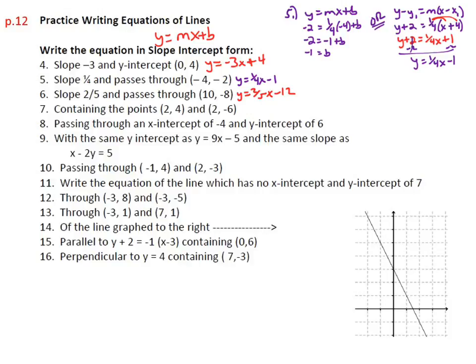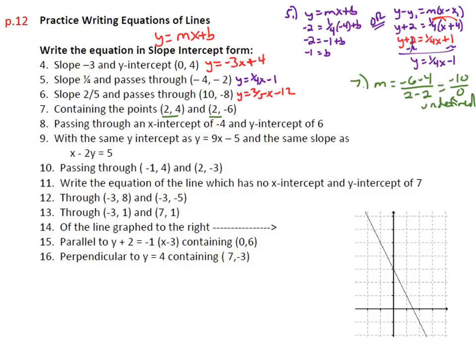Number 7, this is one of those where we're given 2 points. So if we're given 2 points, the first thing that we're going to do, and I'll show my work over to the side here, is find our slope. So we're going to say -6 minus 4 over 2 minus 2. Well, as I'm working that out, I get -10 over 0. Remember, that's undefined.